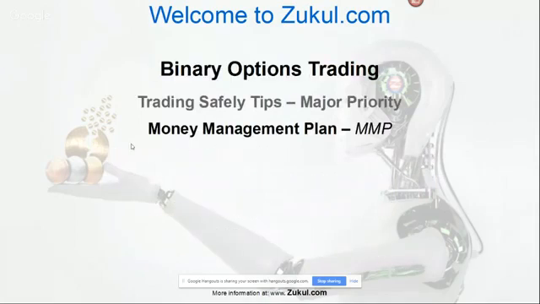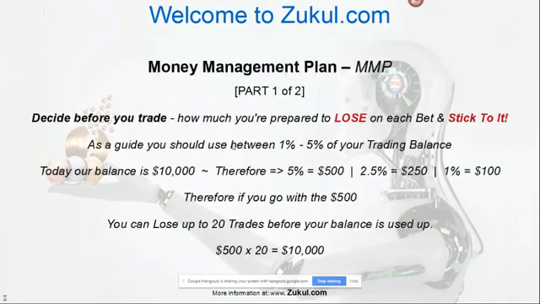All right. So those are the key tips that I can give you for tonight. So the next thing we're going to go through is the money management plan. And there are two parts to this one for tonight, but clearly there are different ways that you can look at this. But I'm just going to try and keep this really simple for tonight. So you need to decide this before you trade. Okay, how much are you prepared to lose on each bet? And then you need to stick to it.